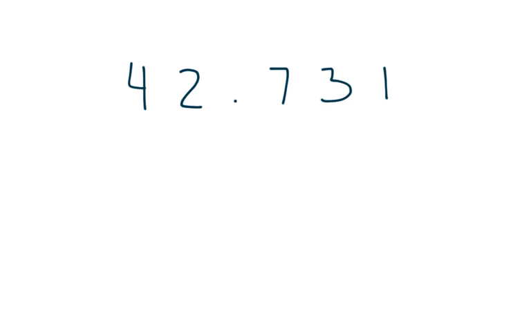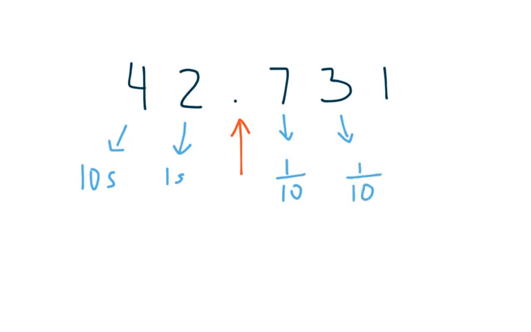If we look at the number 42.731, we've got a decimal point right here, and we've got values to the left of that decimal point, and we have values to the right of that decimal point. Those place values are, we have the tens place, we have the ones place, we have the tenths place, we have the hundredths place, and we have the thousandths place.